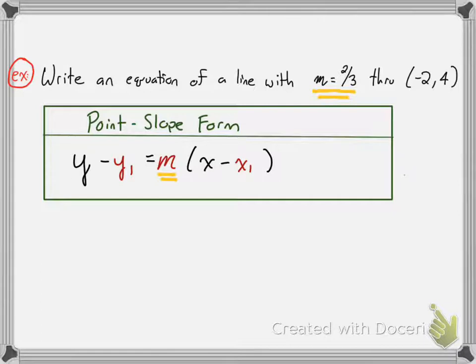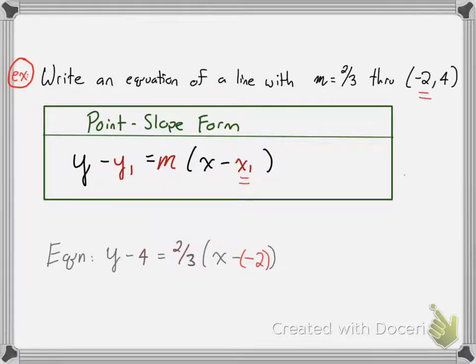In point-slope form, I would plug my slope in for m, and then my coordinate I would call x1, y1, and I would plug those coordinates in here. So for example, in this equation, I would write it down like this. I would do y minus my y coordinate that's given, which is 4, equals my slope, which is 2/3, times the quantity x minus my x coordinate, which is negative 2. Finally, my last step here, minus a negative changes to positive, so I'll go ahead and change that. So my equation in point-slope form is y minus 4 equals 2/3 times x plus 2, and I would be done.